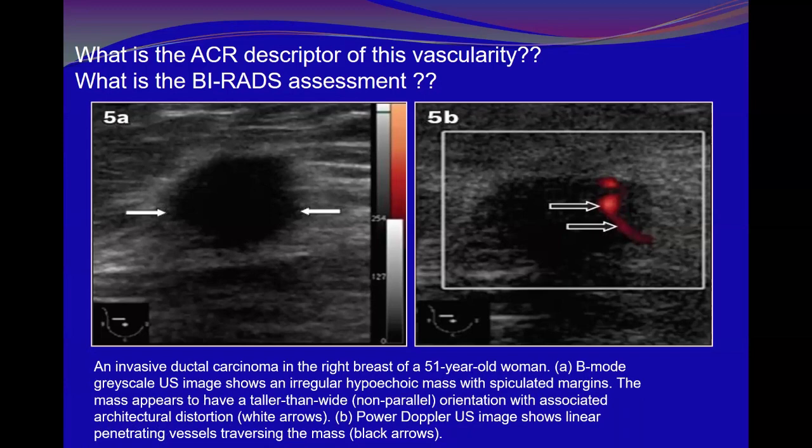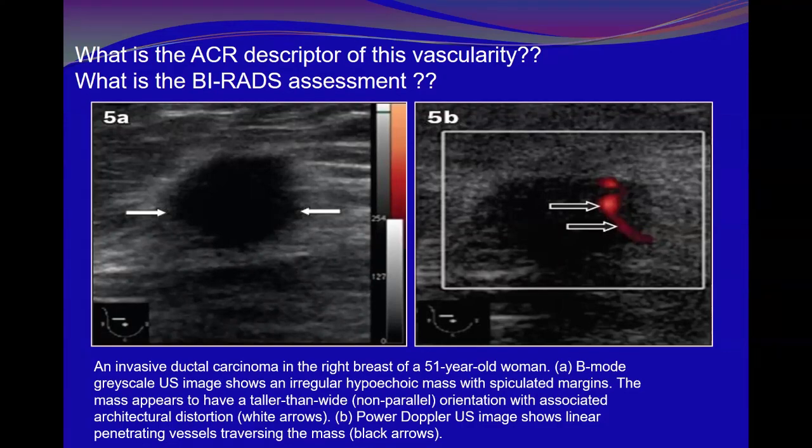So this is a case of invasive cancer in a 51-year-old woman. Gray scale demonstrates an irregular hypoechoic mass with spiculated margins, and the mass appears to be taller than wide. Do you agree? Yes. No. Taller? Yes. Rounded. Yes. Sometimes, if you measure from here to here, it might equal here to here. So rounded, considered to be taller than wide.